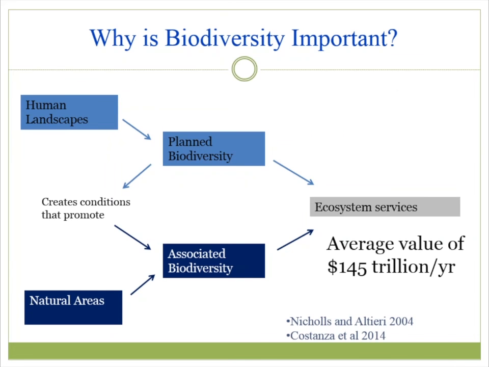And then ultimately, when we start articulating why biodiversity is important, we can talk about the idea of ecosystem services. Ecosystem services are the benefits that we get from nature. This includes everything from carbon sequestration to pest suppression and pollination. They have an estimated value of $145 trillion per year. These are direct benefits that we get both from planned and associated biodiversity, and ultimately that diversity is influenced by the human landscapes, including agricultural areas and the natural areas that they're embedded within.